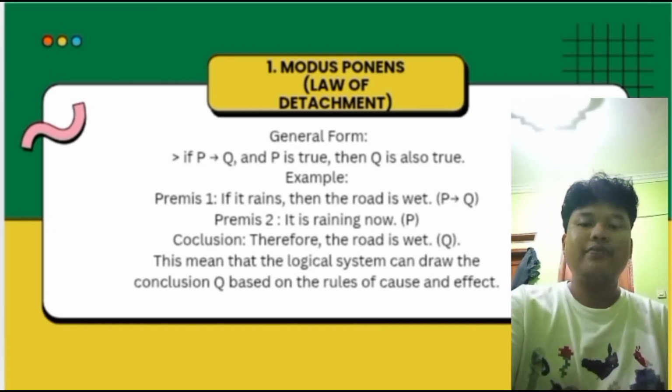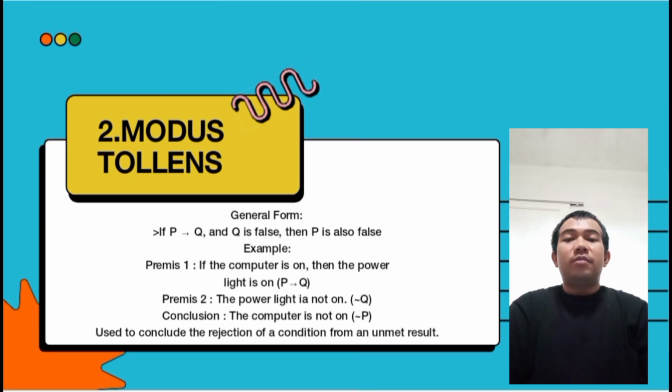Okay, thank you. Hello, let me introduce myself. My name is Dina. Here I will explain the material on modus tollens. Modus tollens general form: if P then Q, and Q is false, then P is also false.